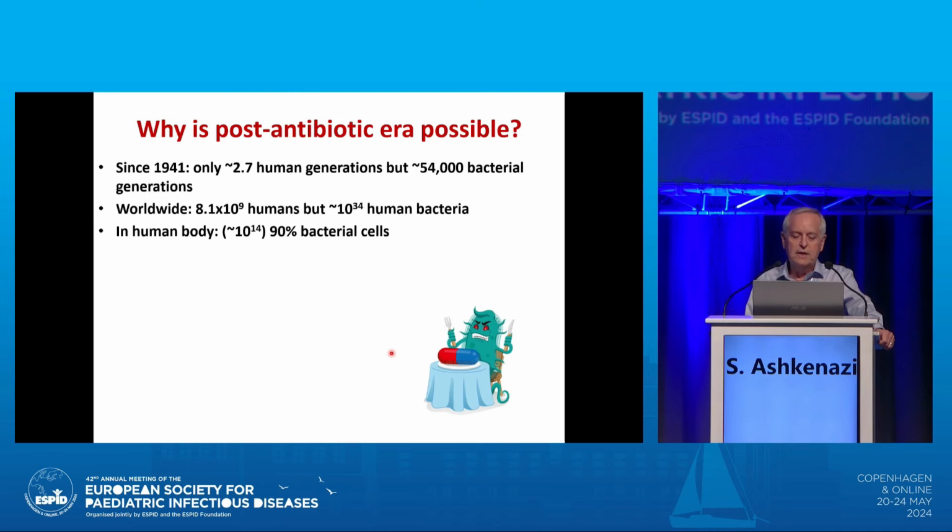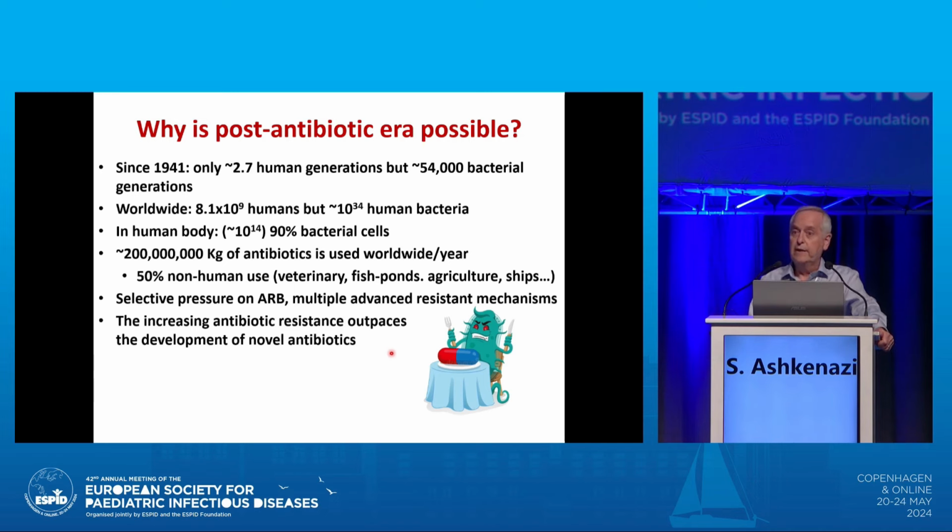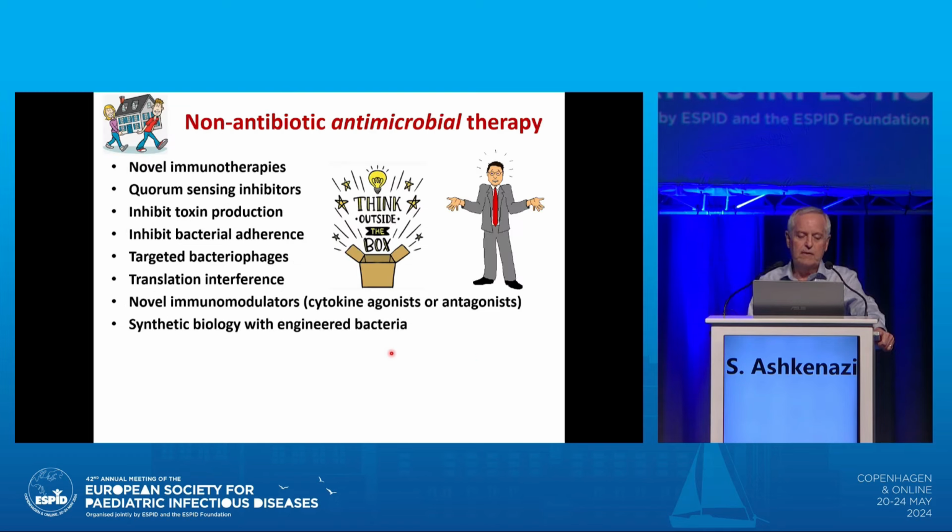It has been estimated that each year we use 200,000 tons of antibiotics. Interestingly, about 50% are for non-human use: in veterinary medicine, fish ponds, agriculture as growth promoters, coating ships, etc. So a selective pressure is caused with multiple advanced resistance mechanisms, and experts say that the increasing antibiotic resistance nowadays outpaces the development of novel antibiotics.